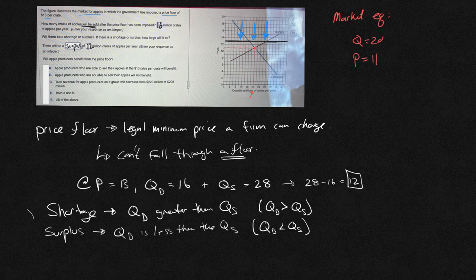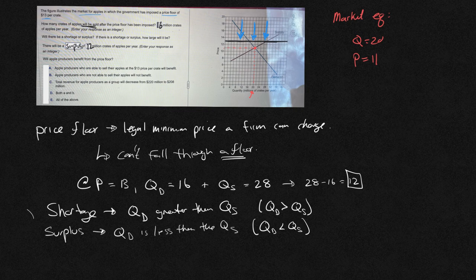Now, the last part of this question asks, will apple producers benefit from the price floor? So what do we know? We know that before there was 20 being sold in market equilibrium. Now there's only 16. So there are some people who definitely will not. But let's go through each one of these and see what we can find out.